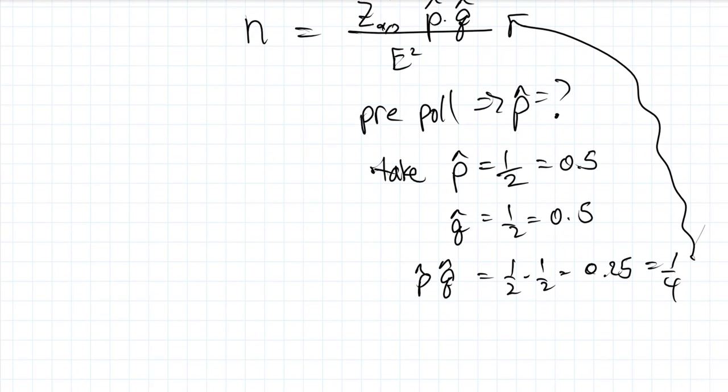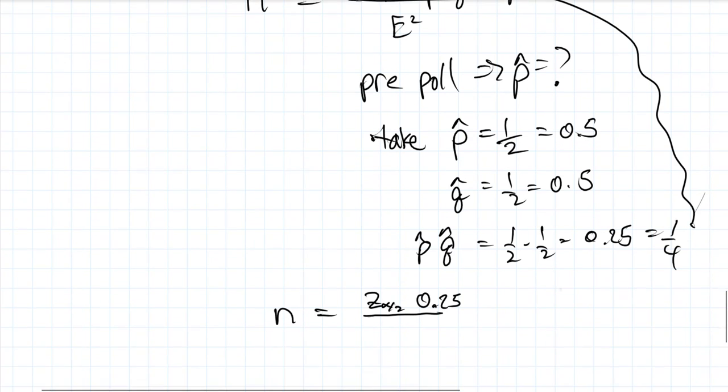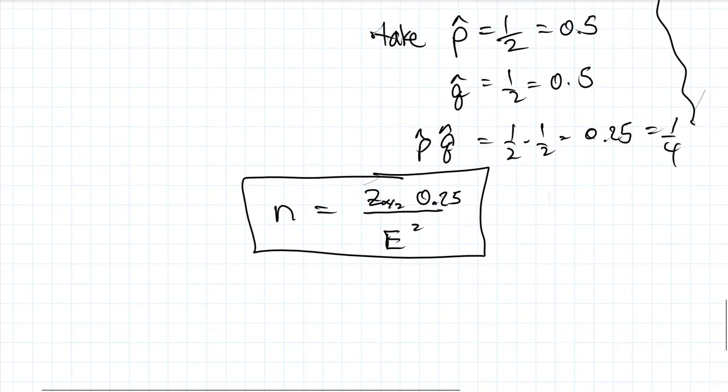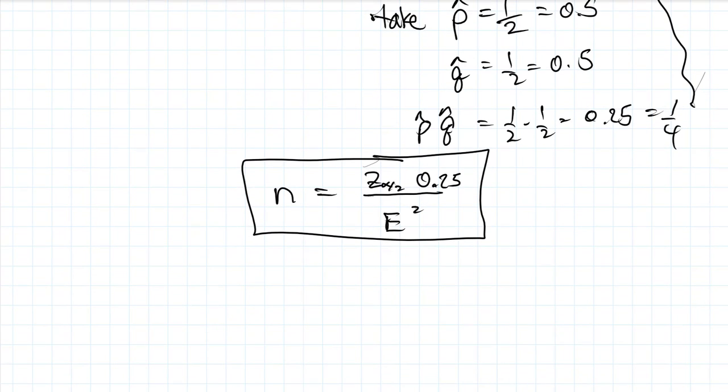So let's rewrite that. So the sample size is going to be a function of the confidence interval, and then this is going to be 0.25, and then this here is the desired margin of error. So if we don't know what those proportions are, we're going to use this formula.